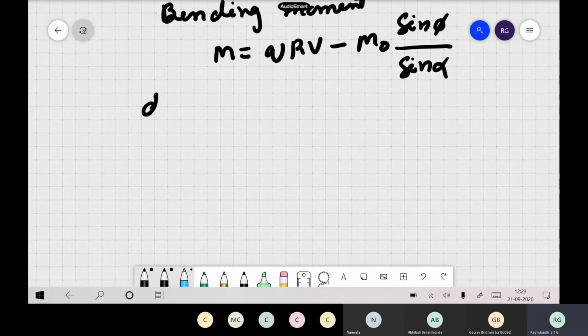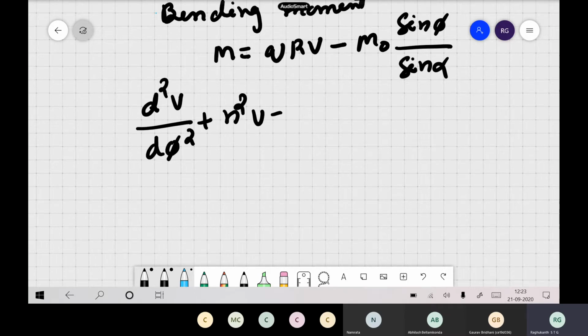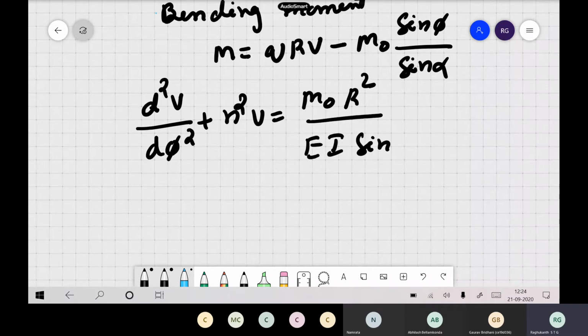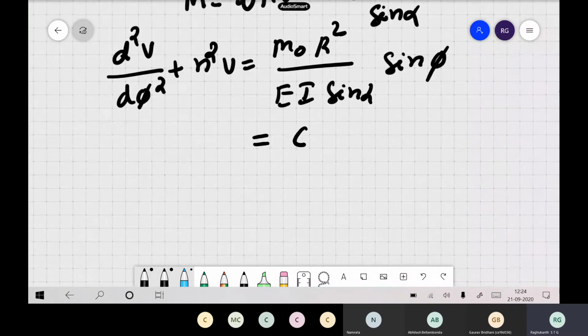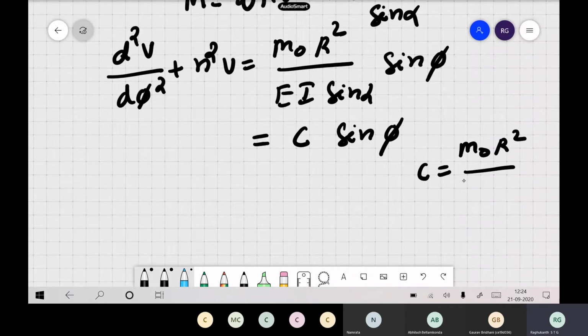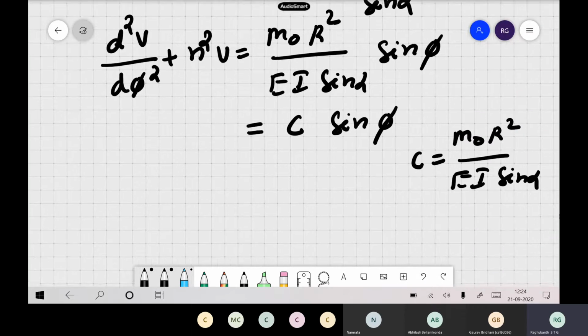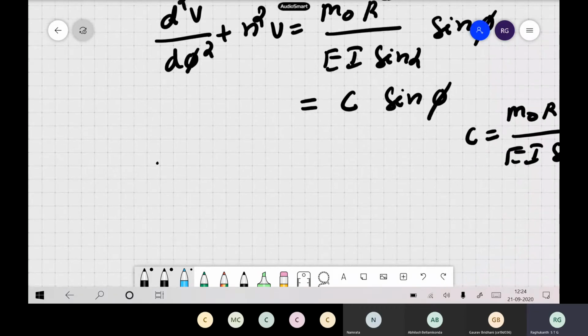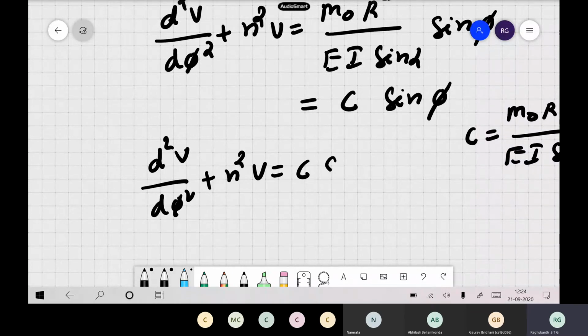So now let us substitute in our Bosnick's equation. d square v by d phi square plus n square v equals M naught into R square by EI sine alpha times sine phi. You can write this as some C sine phi, where C is M naught R square by EI sine alpha, and n remains the same as what we did in the previous case. This is our governing differential equation: d square v by d phi square plus n square v is equal to C sine phi.